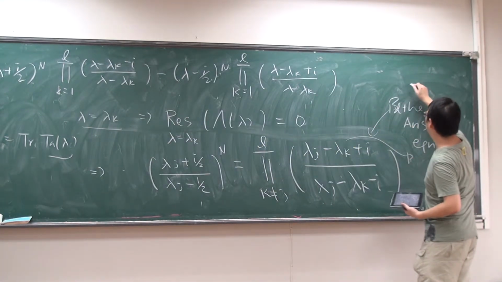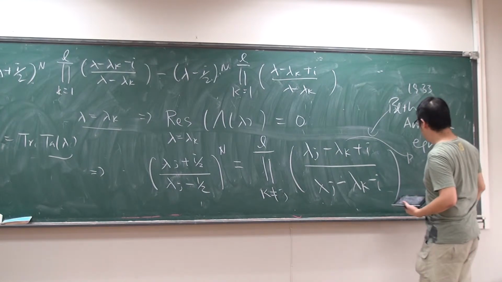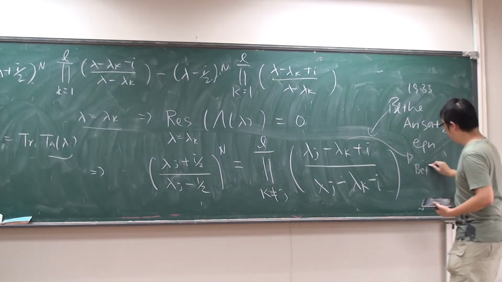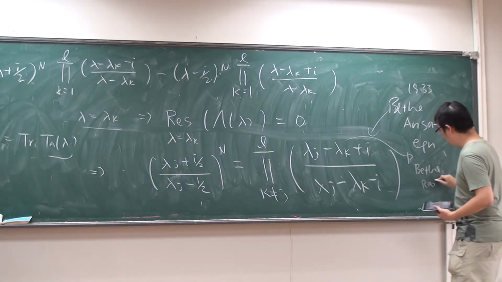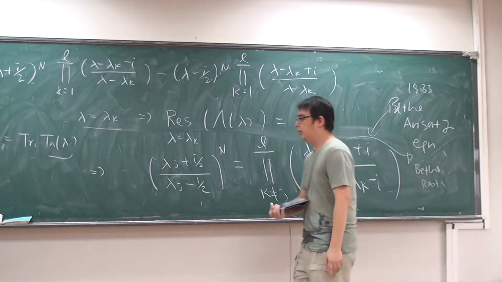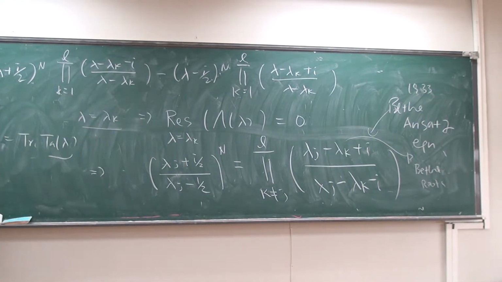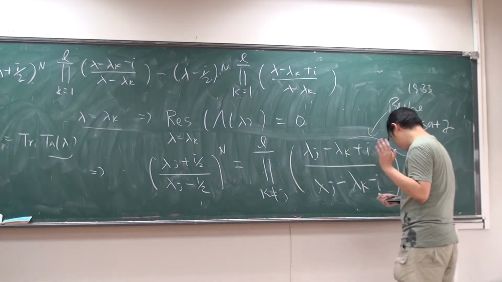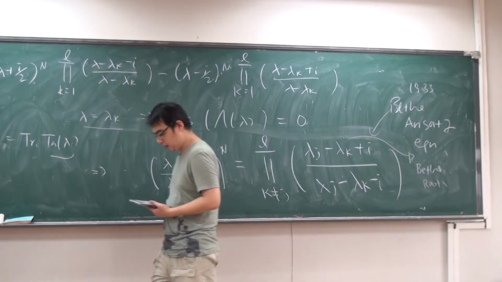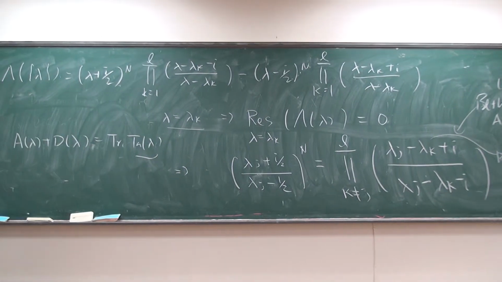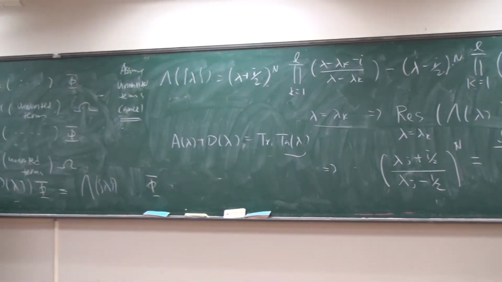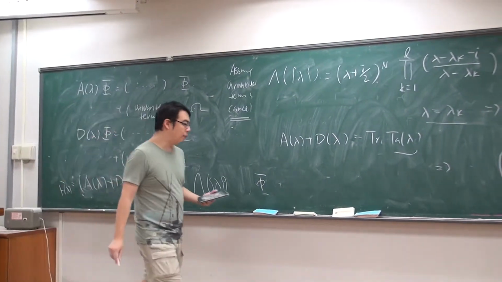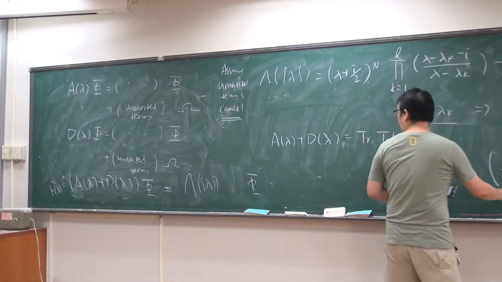So this equation was, I think, found by Bethe in 1933. Bethe roots actually condense into a complex plane, and then the whole problem can be translated into something called a Riemann-Hilbert problem. So that's where all the fun starts. So this is the main equation I want to get at.